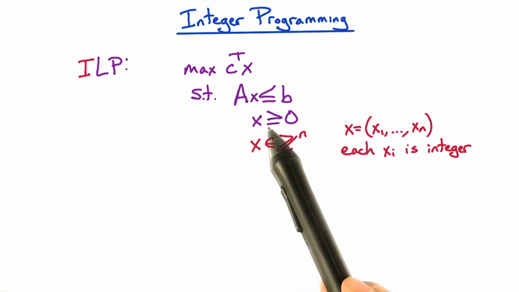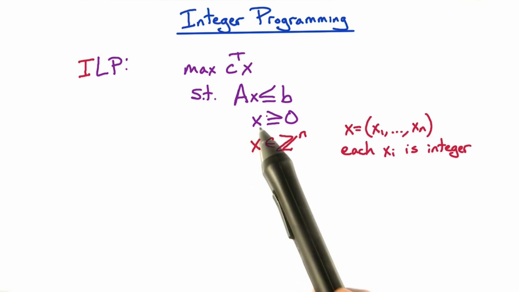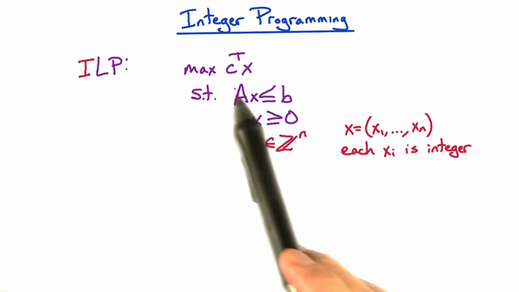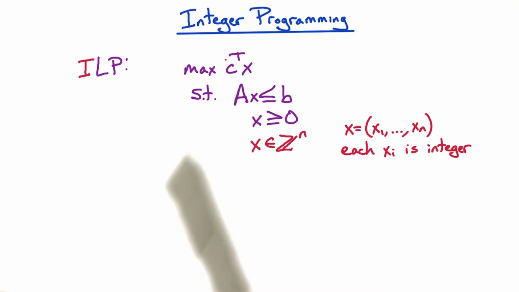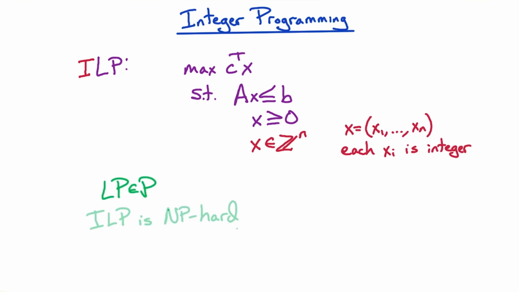Linear programming had the nice property that there always is a vertex of the feasible region which is an optimal point, which maximizes this objective function. We no longer have such a property for integer linear programming. And whereas linear programming is polynomial time solvable, so it lies in the class P, in contrast, integer linear programming is NP hard. And we're going to see that right now.